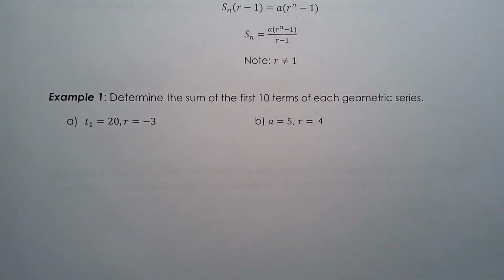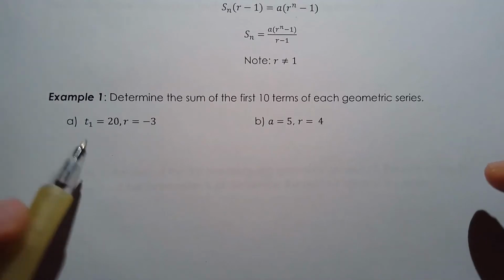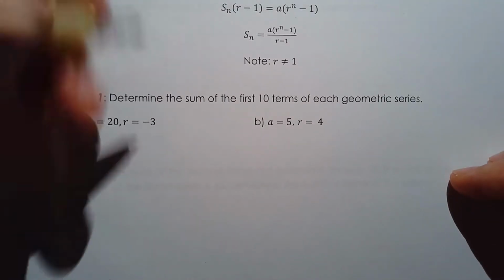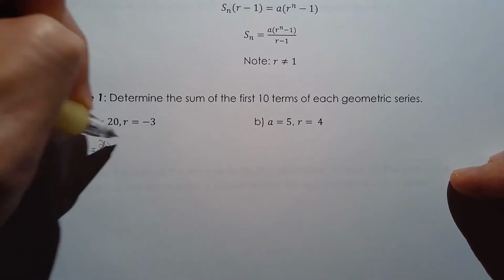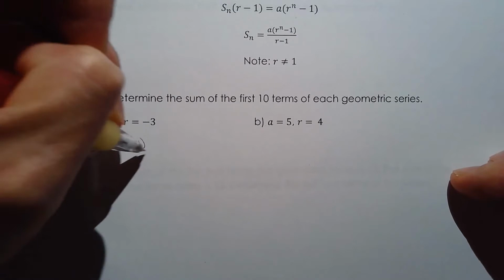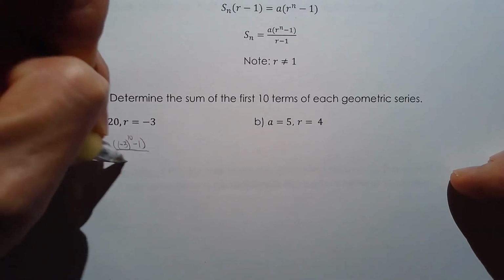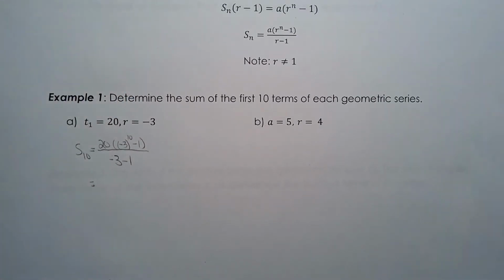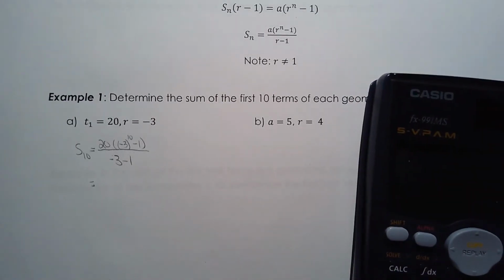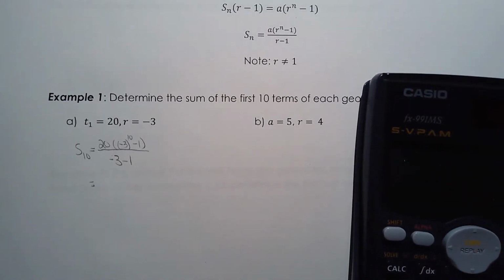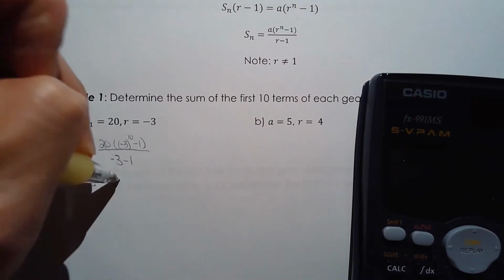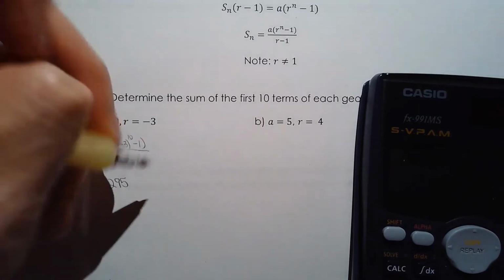All right, let's apply this formula. I want to find the sum of the first 10 terms there. So s sub 10 is equal to 20 times negative 3 to the power of 10 minus 1 over negative 3 minus 1. Okay, so 10 terms here. So negative 3 to the power of 10 minus 1 times 20 divided by negative 4. So we're looking at negative 295,240.